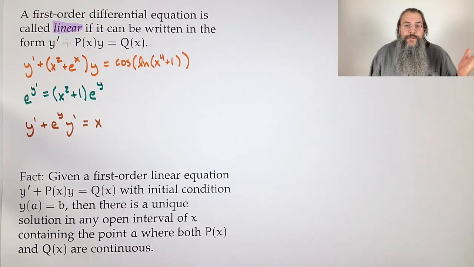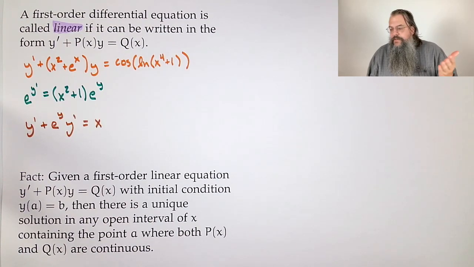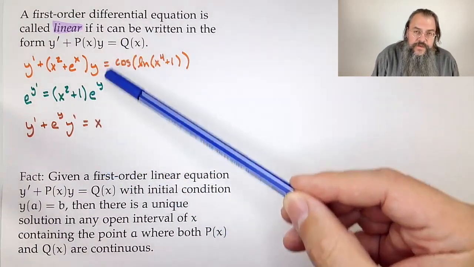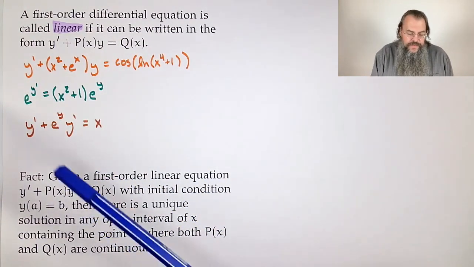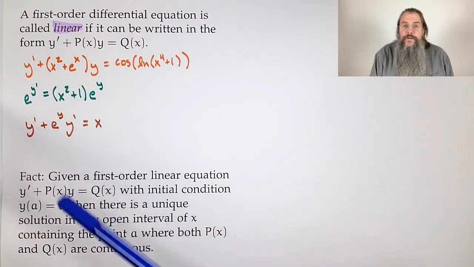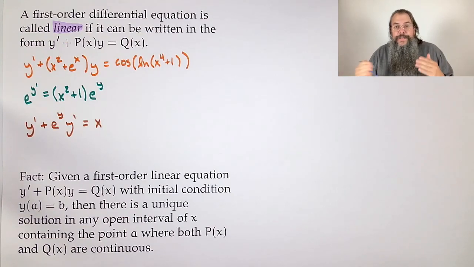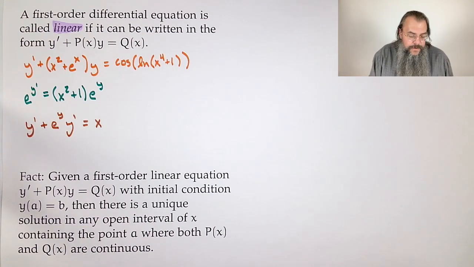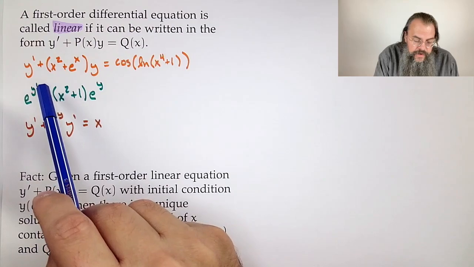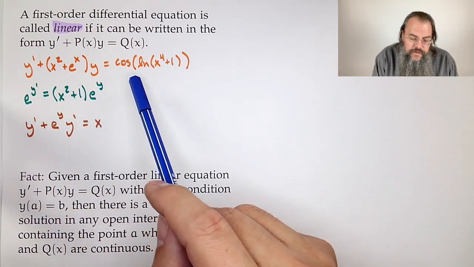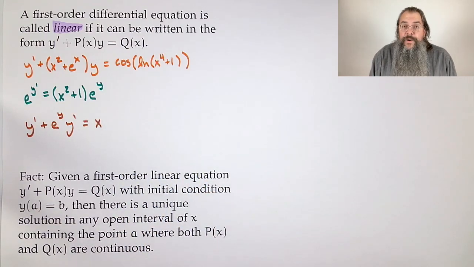Well, let's look at some examples and see where we have something linear, and where maybe it's not linear. So here I've written three differential equations. We can tell they're differential equations because each one of them involves a derivative. And let's talk about which ones are linear and which ones are not linear. All right, so the first one, y prime plus x squared plus e to the x, times y, equals cosine of log of x to the fourth plus 1.